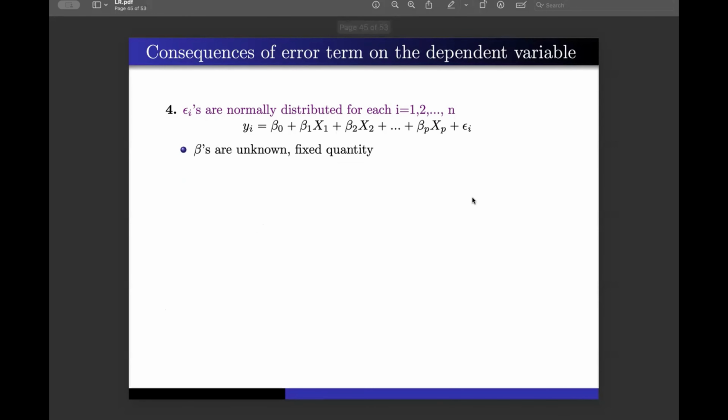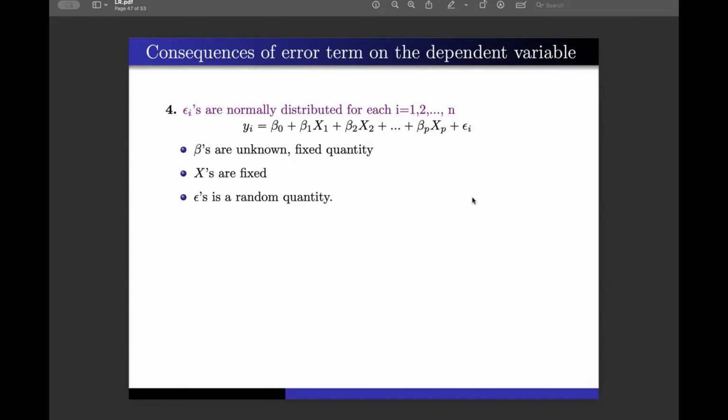The last assumption we make on the error term is that ei's are normally distributed for each i. Again, for any given p predictors, yi can be written as beta naught plus beta 1 x1, so on and so forth, beta p xp plus ei, where betas are unknown fixed quantities. All xi's are fixed. The ei's are the only random quantity.